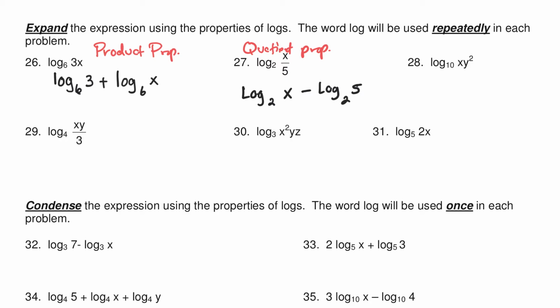We have log base 10. It's a common log, and we have x times y to the second power. So I'm going to write this as a product. So you have log base 10 of x plus log base 10 of y to the second power. And since you have a power, you can put that 2 as a product of log base 10 of y. So you have log base 10 of x plus 2 times the log base 10 of y.